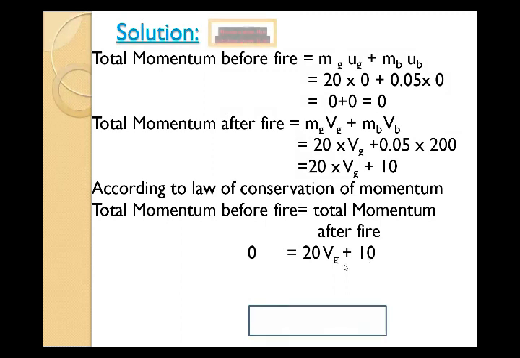Now, by using this expression, we are going to find the velocity of the gun, the velocity of the recoil of the gun. And how do we find it? We shift the 10 to the left hand side and it becomes minus 10, and then we shift the 20 from the right hand side to the left hand side and it will be divided by 20, and the answer becomes minus 0.5 meter per second.